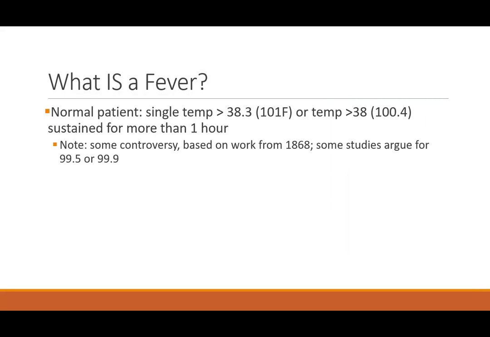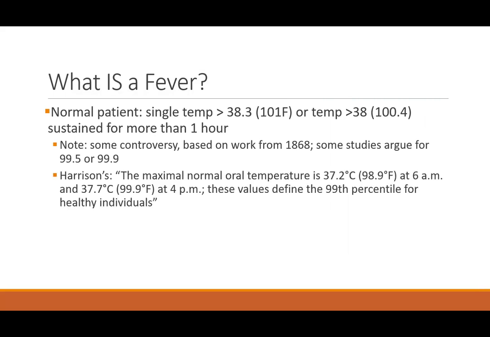This definition is based on work done in 1868. Since then, some studies have been arguing that we should lower our temperature cutoff for a fever to 99.5 or 99.9. Harrison's, which is one of the gold standards for internal medicine textbooks, actually writes that the normal temperature at 6 a.m. is 98.9 at max, and then the maximum temperature at 4 p.m. is 99.9. These values are the 99th percentile for healthy individuals. So depending on what time of day it is, you can argue that these should actually be the cutoffs for fever.